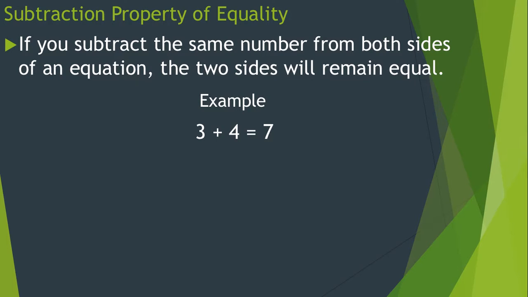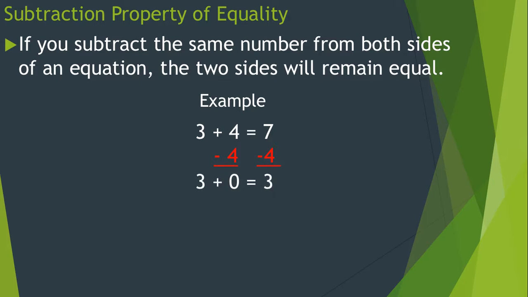So the subtraction property of equality states that if you subtract the same number from both sides of an equation, the two sides will remain the same. So here we have a concrete example. We know for a fact that 3 plus 4 is equal to 7. So if we subtract 4 from both sides, does this stay the same? Does it stay as an equation?